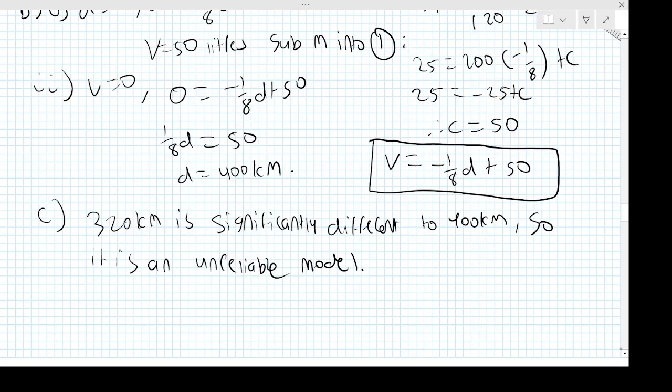If instead the distance was like 397, then yes, whilst it's different, it's not that far off. But 320, like I said, is 20% off. That's quite major, really, when you're trying to use it to work out accurate information.